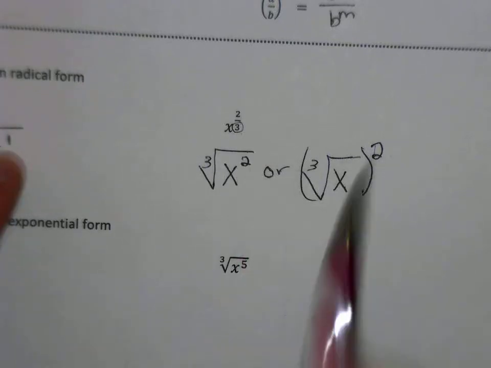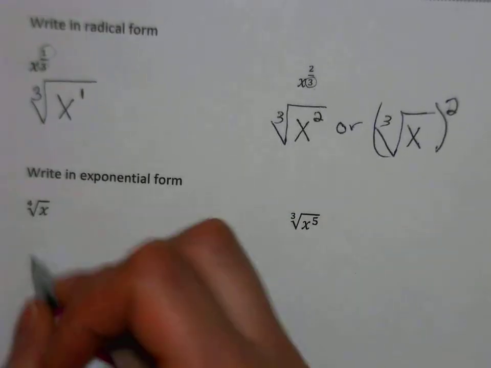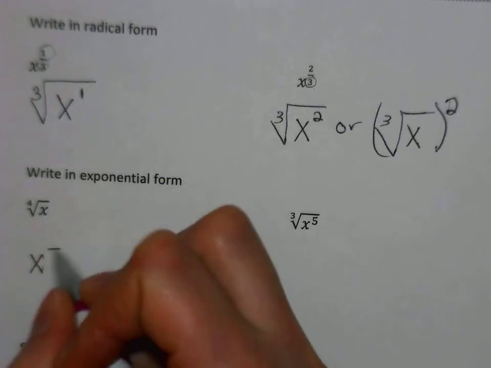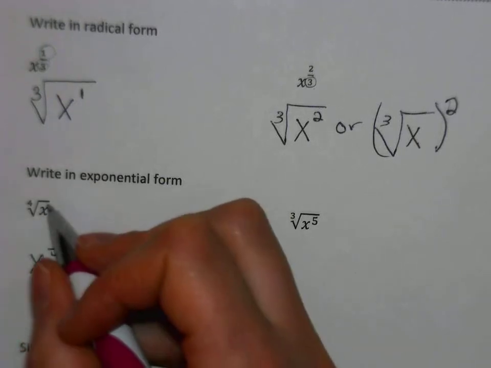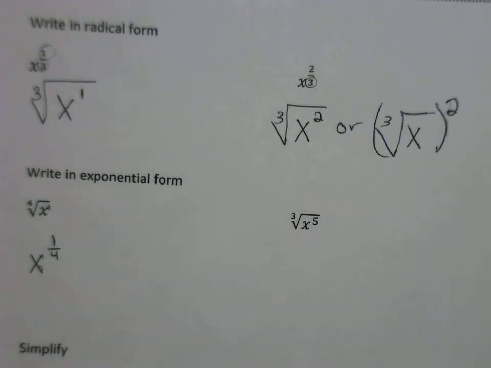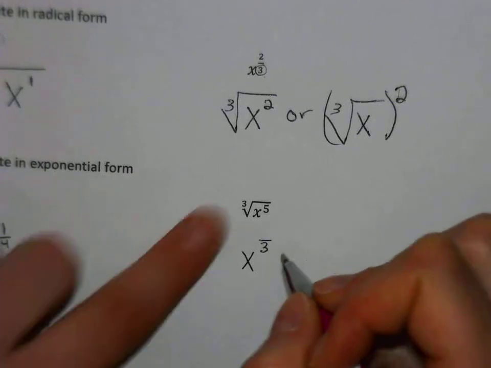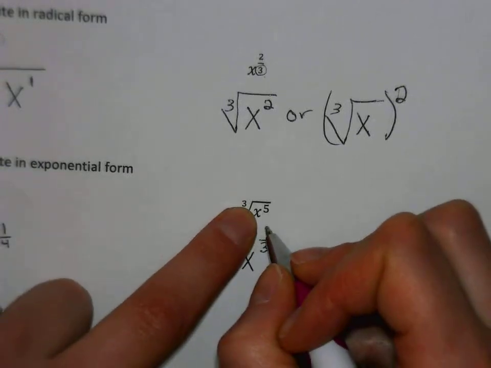So let's go and look at the reverse. If we have a fourth root, that's our denominator, and there's that invisible one, so it says x to the 1/4. Here, our denominator is a 3, because that's our root, and our exponent is 5. So x to the 5/3.